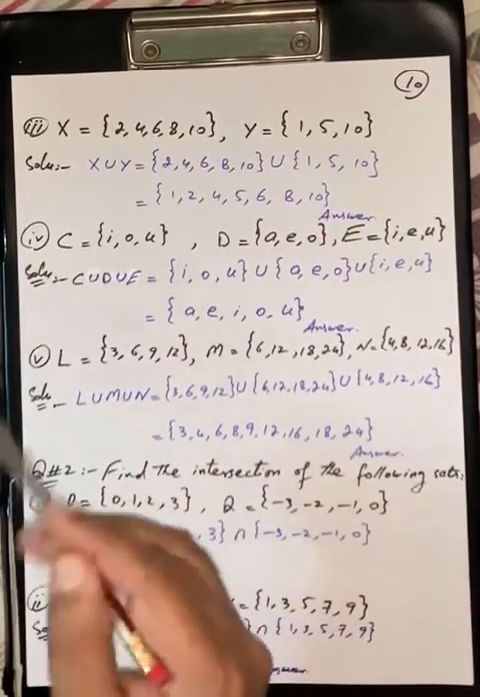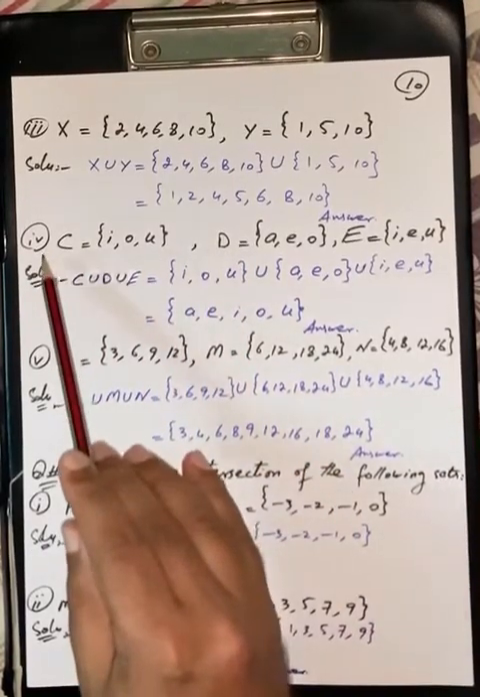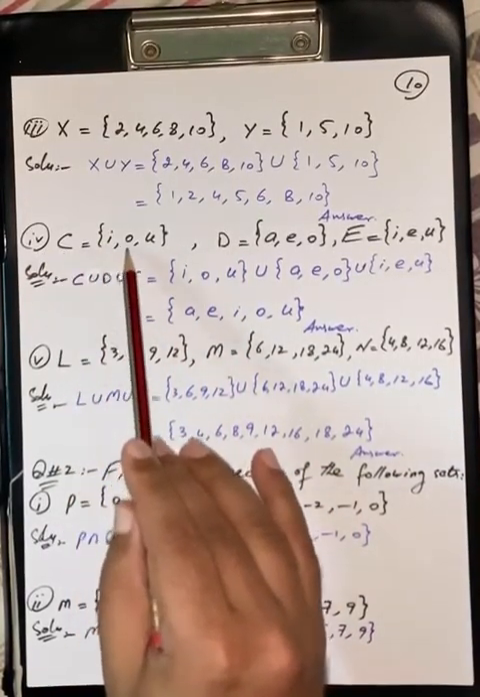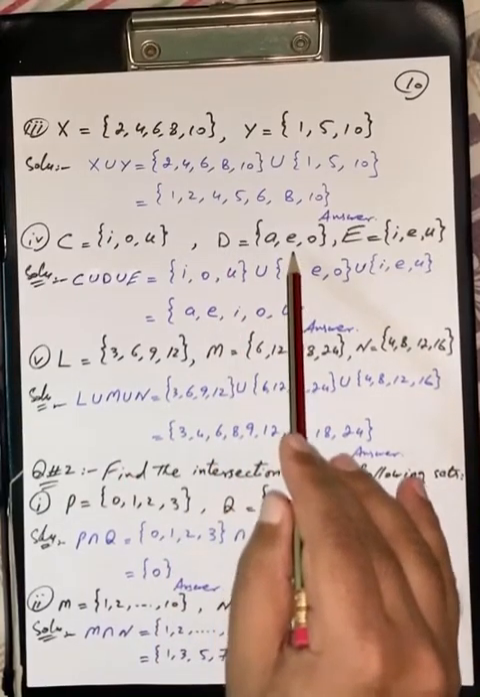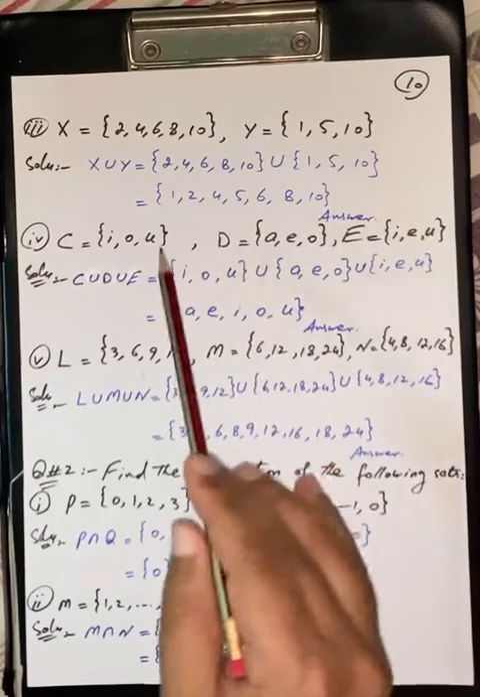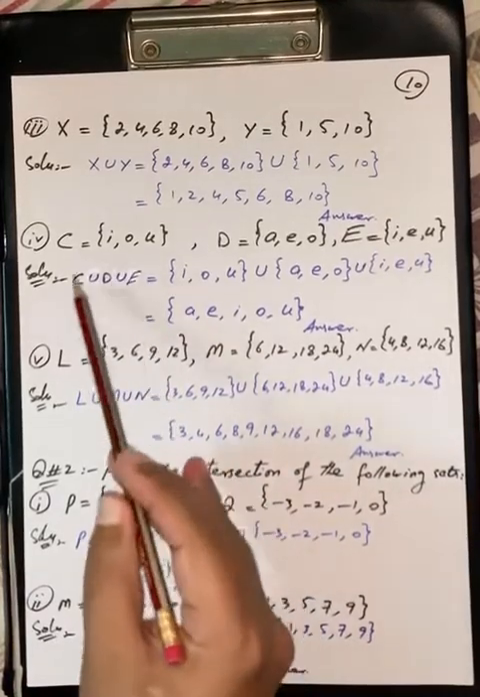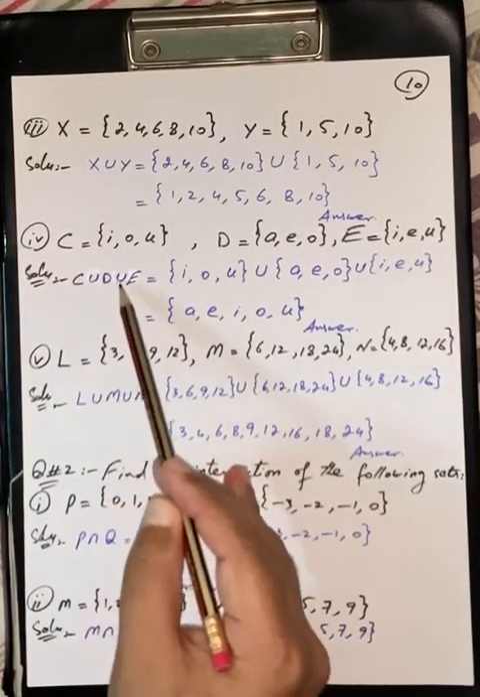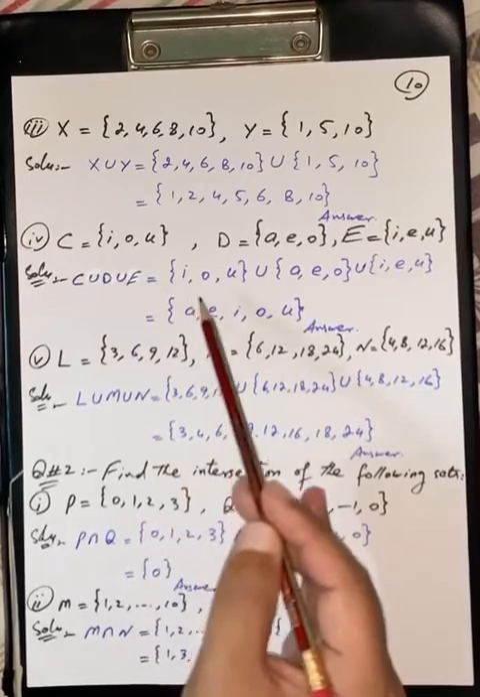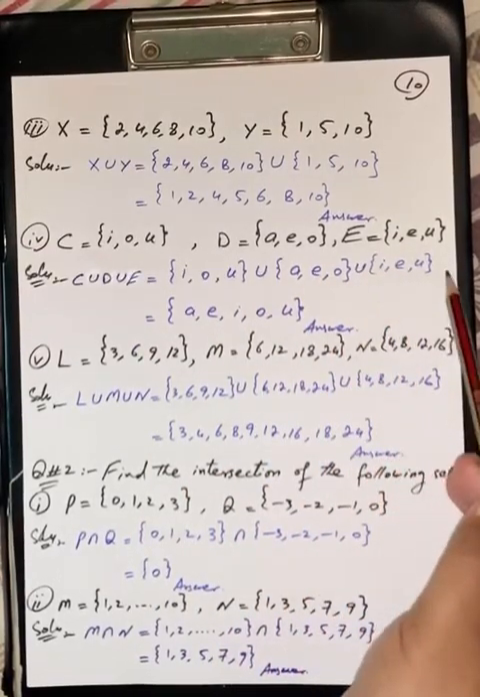C part: I, O, U is set C; set D is A, E, O; and set E is I, E, U, these are the elements. These are 3 sets given to me right now. Previously we studied 2 sets. Now they give us 3 sets. So we want to find the union of these 3 sets: C union D union E. So we write set C's elements, union set D's elements, union set E's elements.